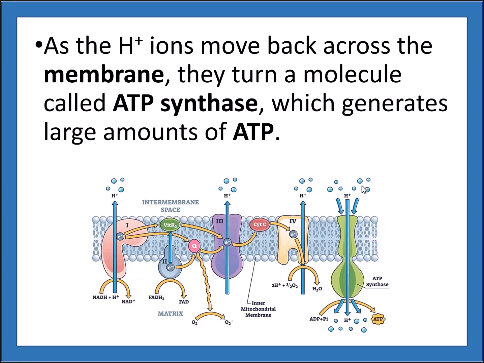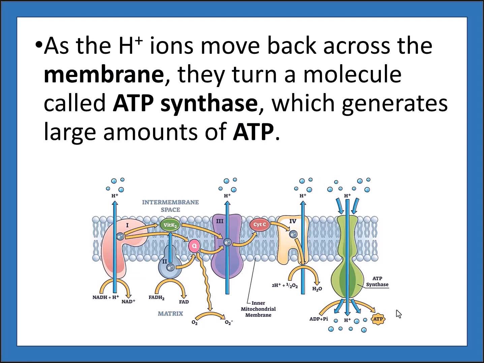And then as they move back through this ATP synthase channel, it turns and it produces ATP by combining ADP and the independent phosphate. It's the job of this molecule to join those two molecules together and produce ATP. So this is like the ATP creator molecule right here. And that happens because these electrons are pushing those protons across the membrane and then they are naturally flowing back.